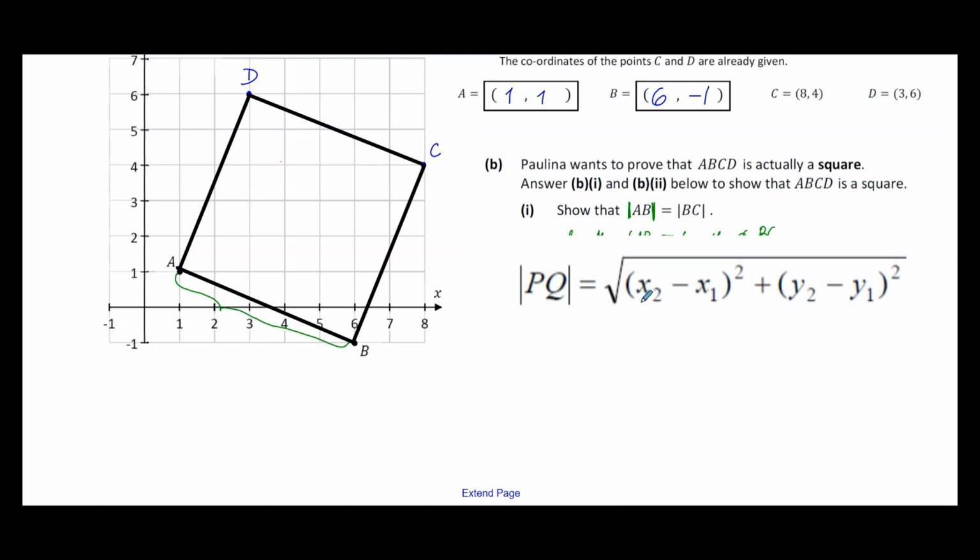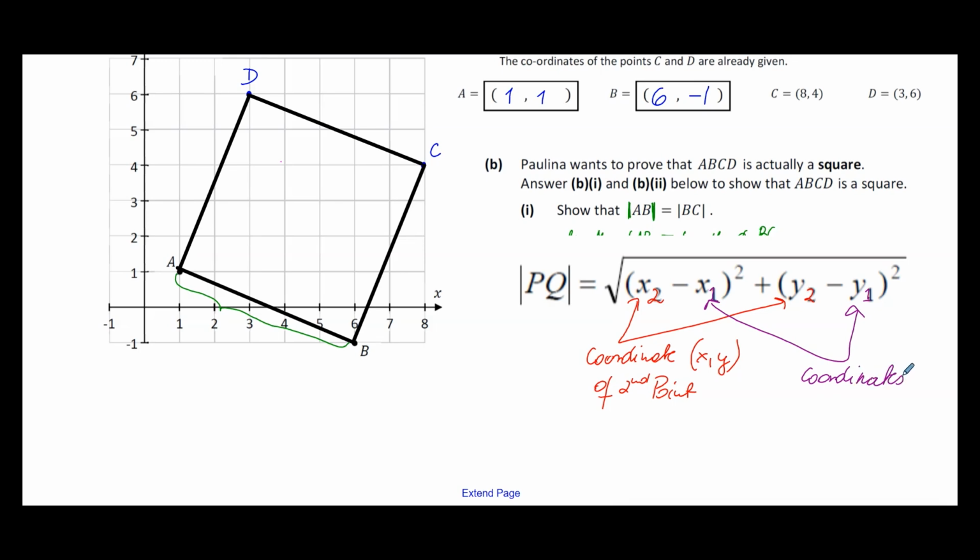So you can see that it has two here, this x and this y. Those are coordinates, x and y of the second point. And the reason why second is that's the reason why you have two. And then you have one here and one here. That means those are coordinates, again x and y of the first point.